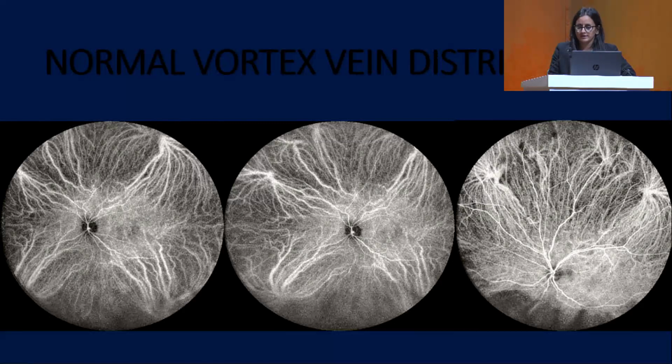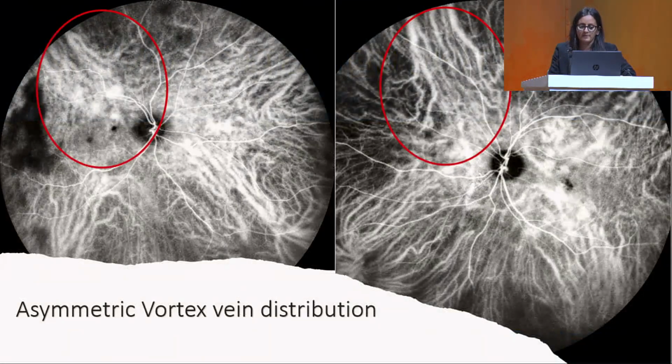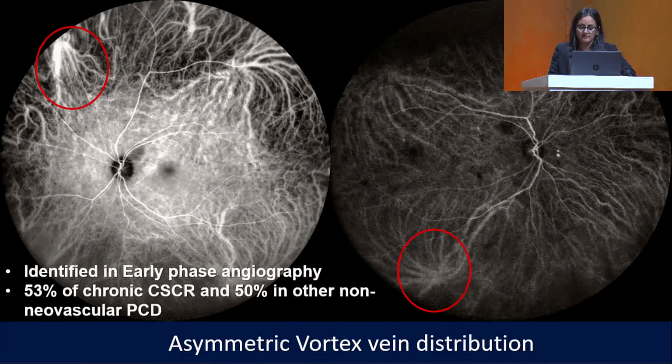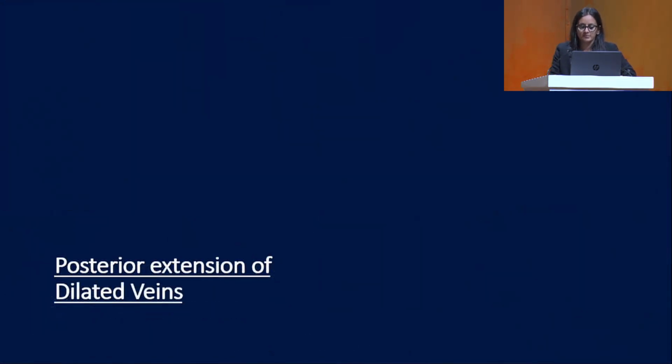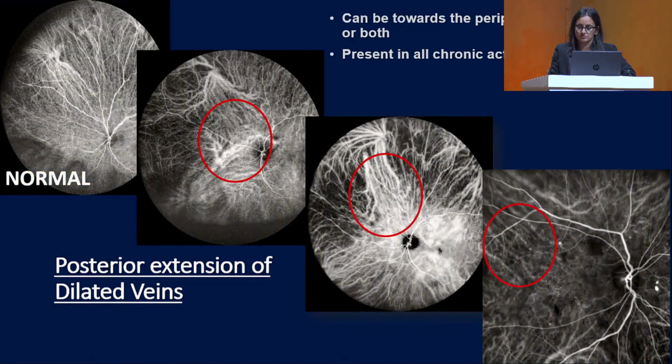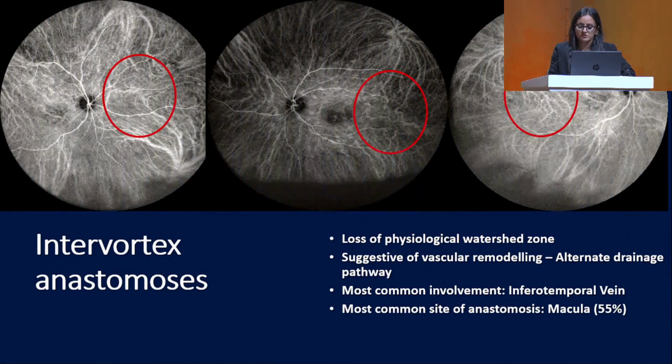So this was a normal vortex vein distribution where we see that the vessels are of almost normal, similar caliber with a normal watershed zone maintained. But in our cases, we found asymmetric vortex vein distribution where one or two vortex veins drained more part of the choroid than the other, and it was identified in early phases of the angiography. Dilated vortex veins were seen in the early phases. Then the posterior extension of those dilated vessels was seen towards the peripapillary region or macula or both. And intervortex anastomosis was seen as the loss of physiological watershed zone, and it is suggestive of vascular remodeling.